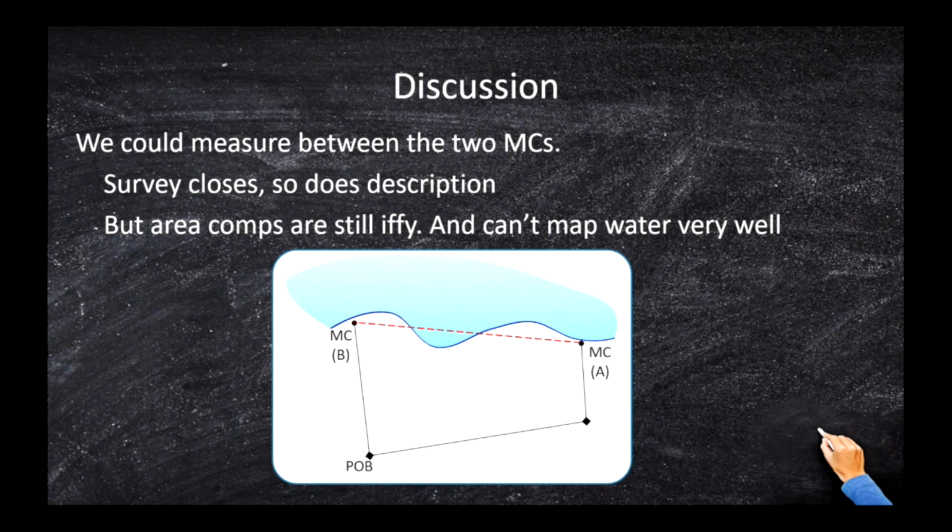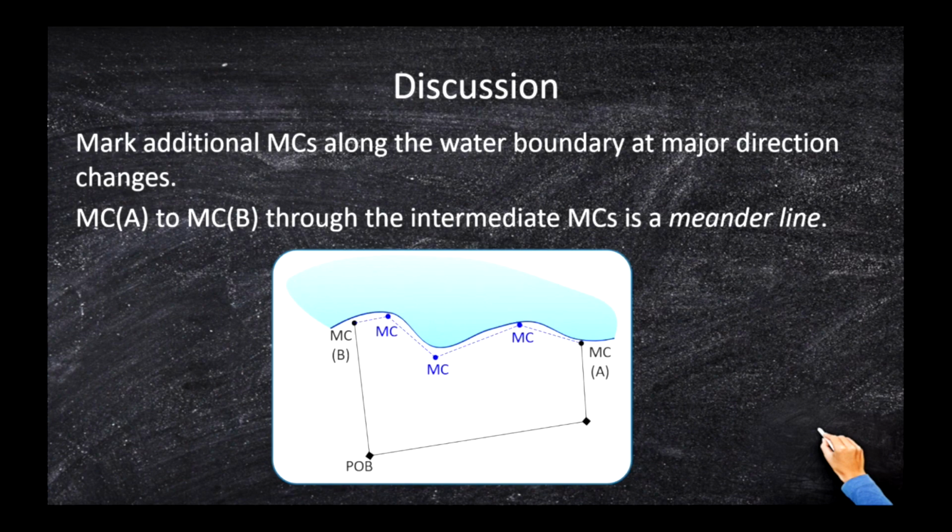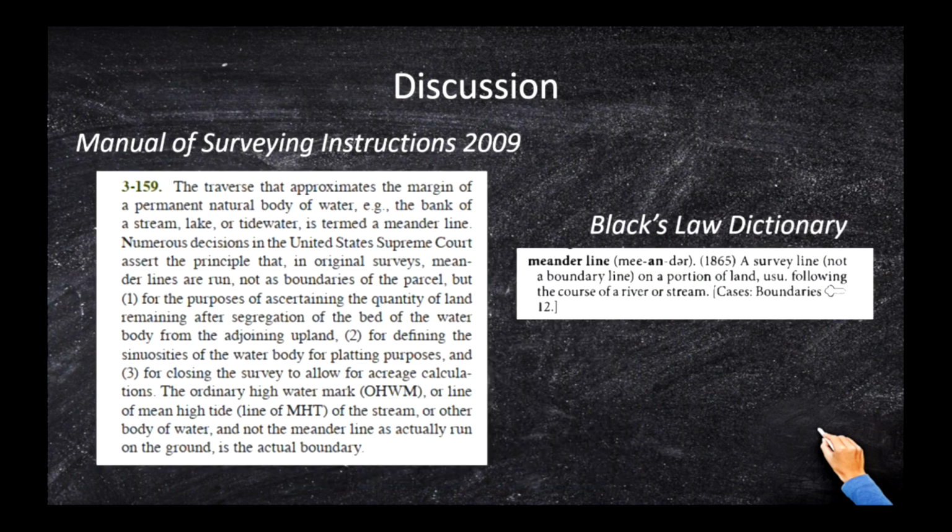And we can't map the water very well if we're going to draw up a plat or a map of this parcel. One thing we could do is put intermediate corners along the body of water at major changes in direction. Then we can survey from A through those meander corners to B. That line is known as a meander line.